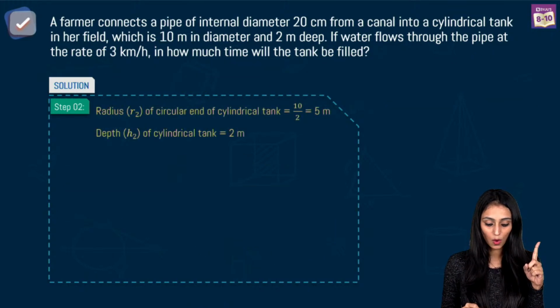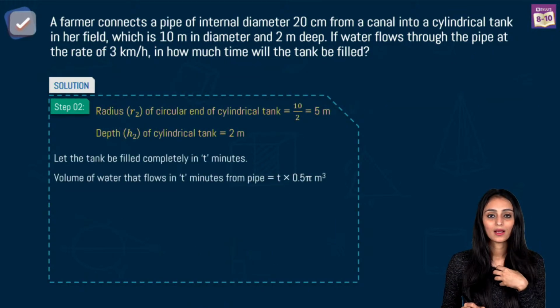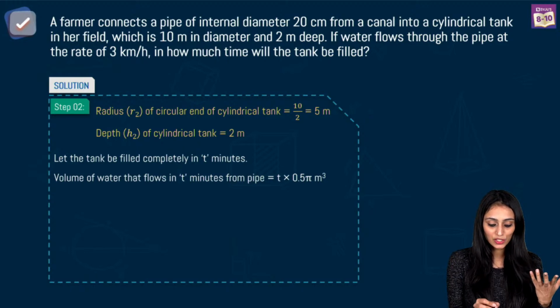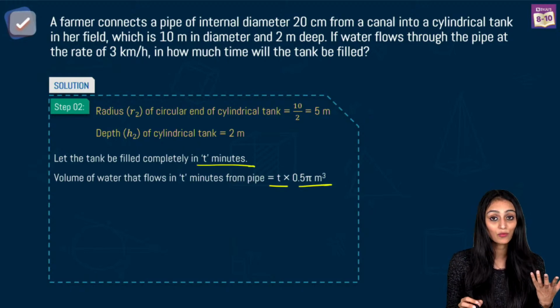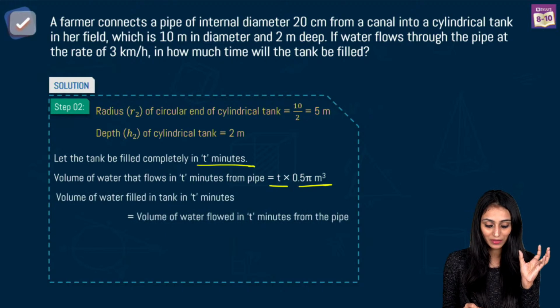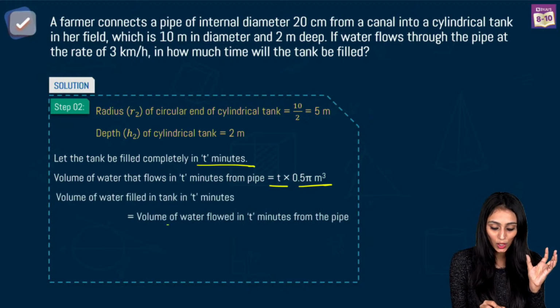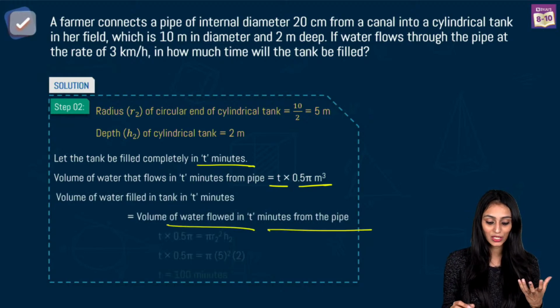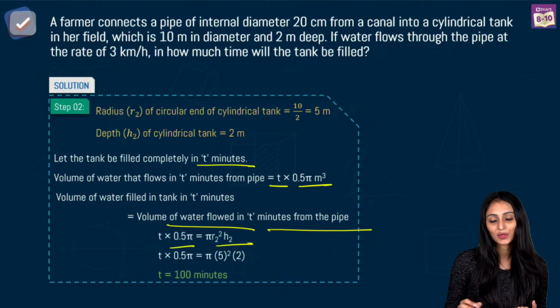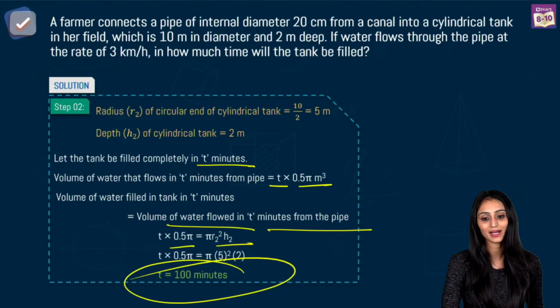Now all we need to do is simply, let's say that it takes t minutes to fill that tank. So t minutes into the volume of that cylindrical pipe that we have would be equal to the total volume of water that flows in t minutes into that cylindrical tank. So we are just equating their volumes, you see, and you get 100.